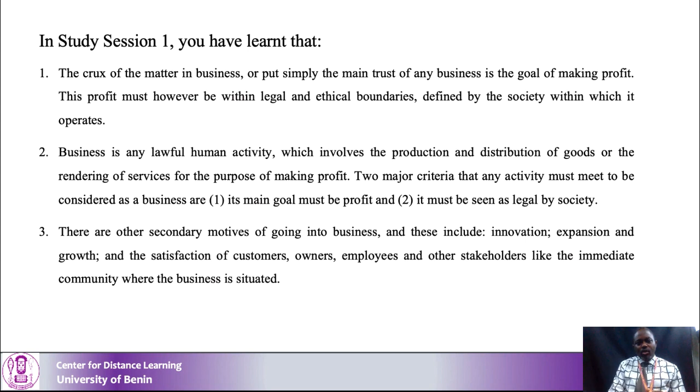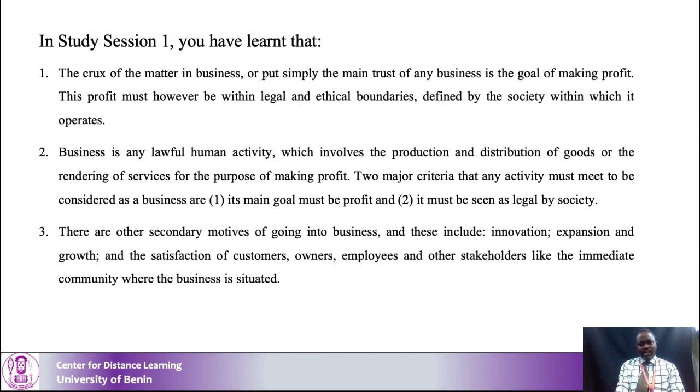In this session, we try to tell you what businesses are all about. We try to ensure that you understand that the main goal of business is profit generation, because profit must be made in a legal means. It must be made within the ethical boundaries. Otherwise, the business may not be societally acceptable. Business is any lawful activity that we will engage in the production of goods and services, and that ensures that people are satisfied while making a profit.